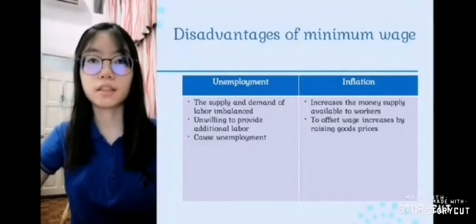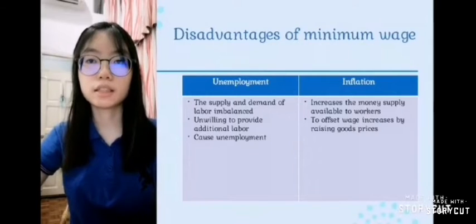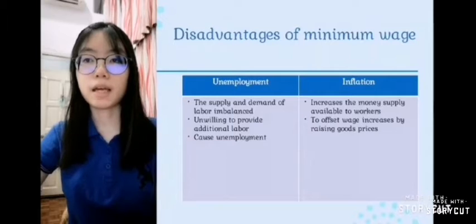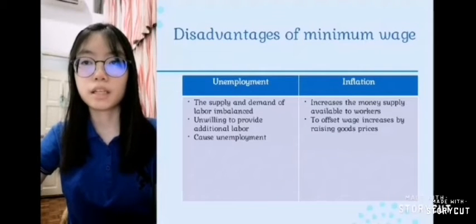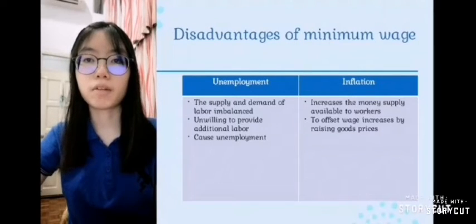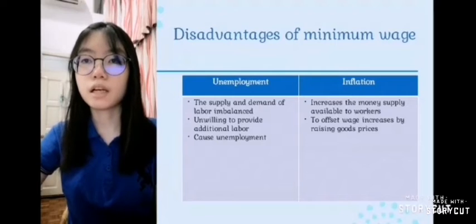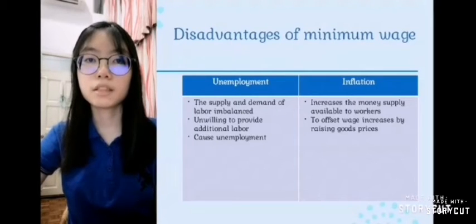The disadvantage of minimum wage: unemployment. Minimum wage will link to unemployment in a competitive market. The supply and demand of labor will be imbalanced if the minimum wage is above the market equilibrium, because the supply will exceed the demand. Since the company is unwilling to provide additional labor, it will cause unemployment when the minimum wage is reached. With the introduction of the minimum wage law, companies will respond by reducing the number of employed people and raising goods prices, which will lead to unemployment.